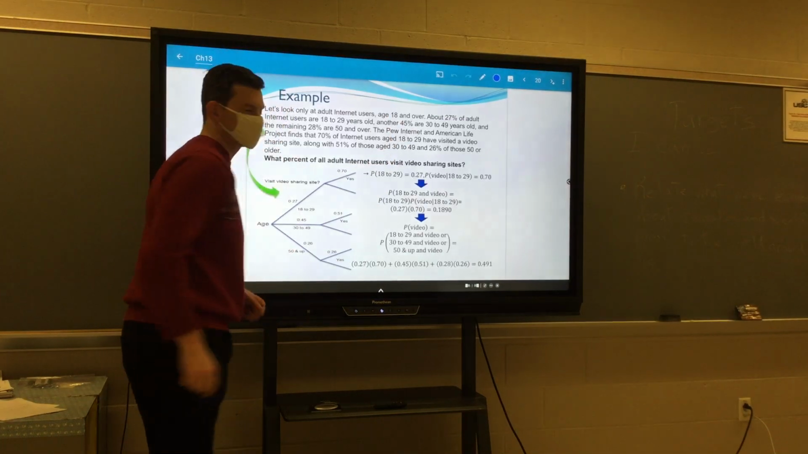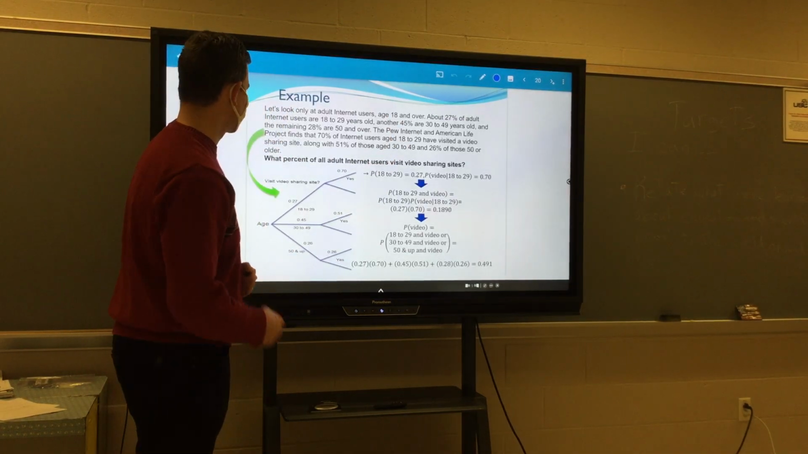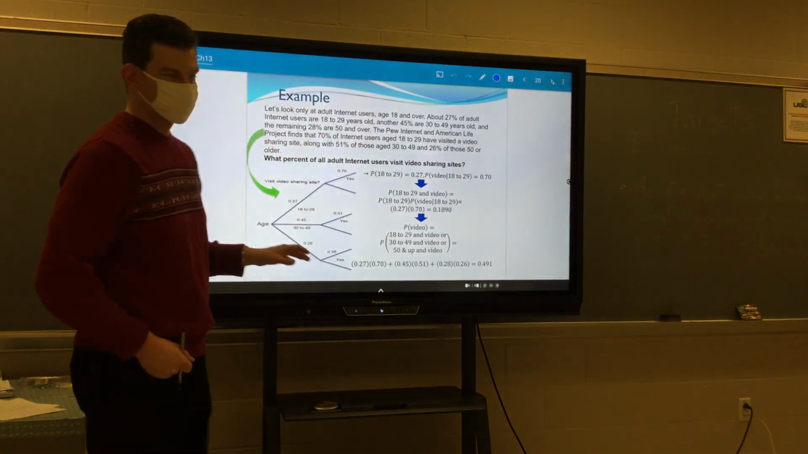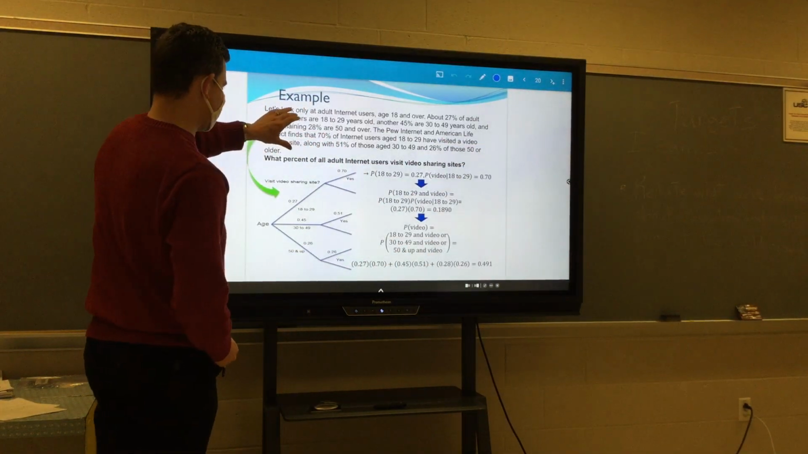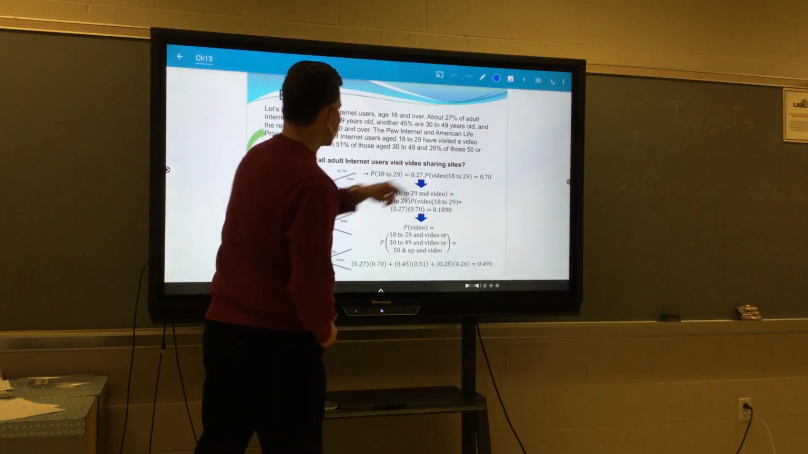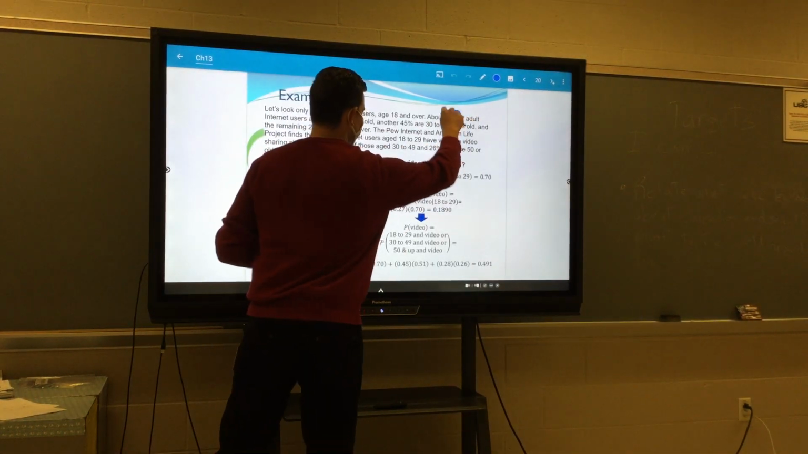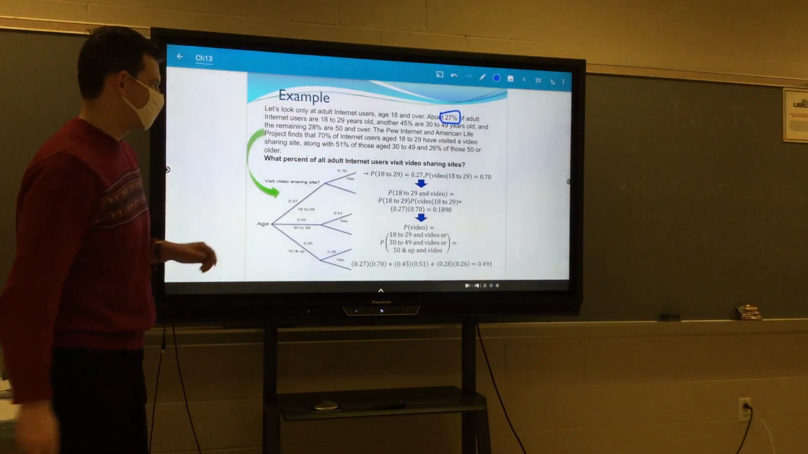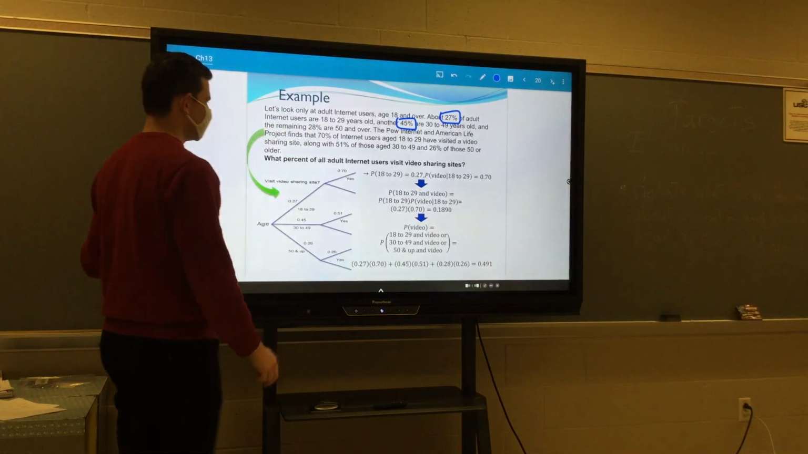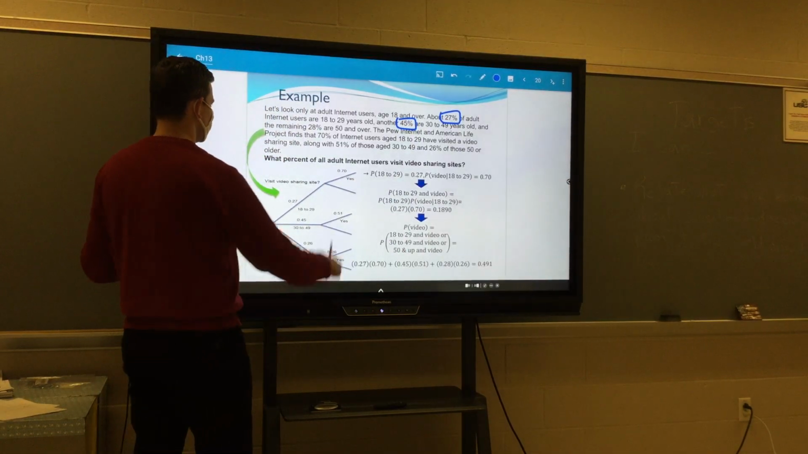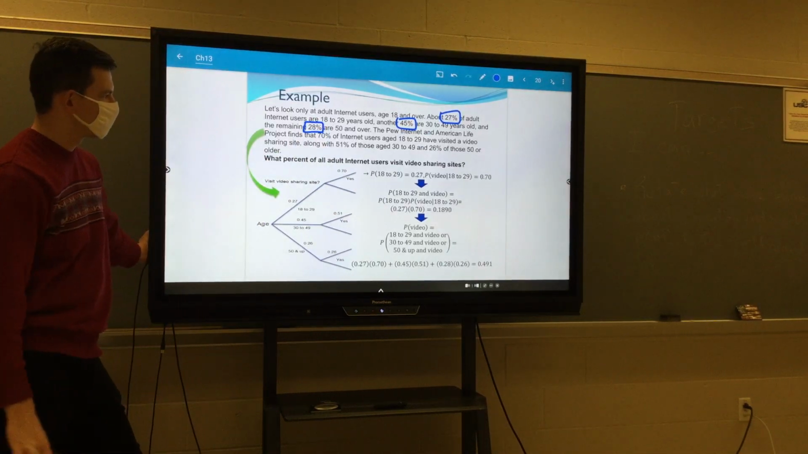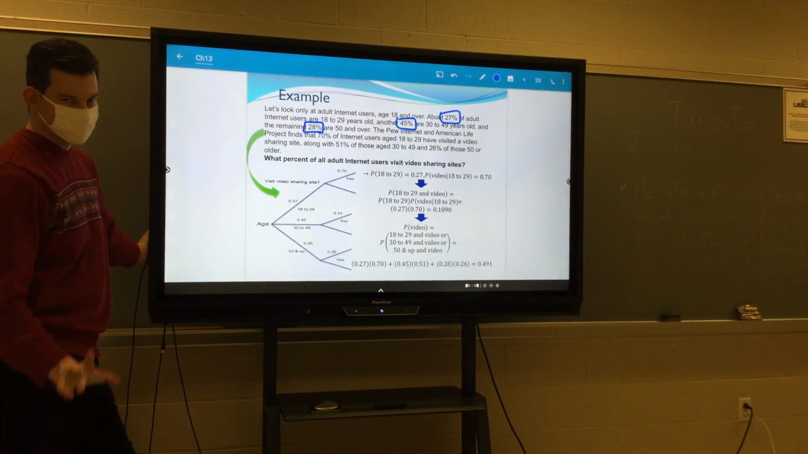Look at everything that's spoon-fed to you in this problem. This is looking at adult internet users. So people who use the internet over the age of 18, 20% of that population is between 18 and 29, 45% is between 30 and 49, and the remaining 28% are over the age of 50. All three of those add up to 100%.